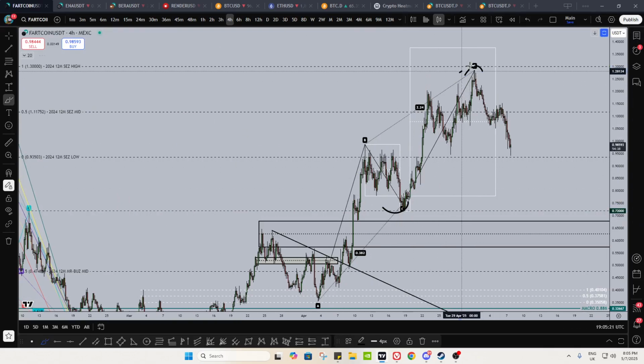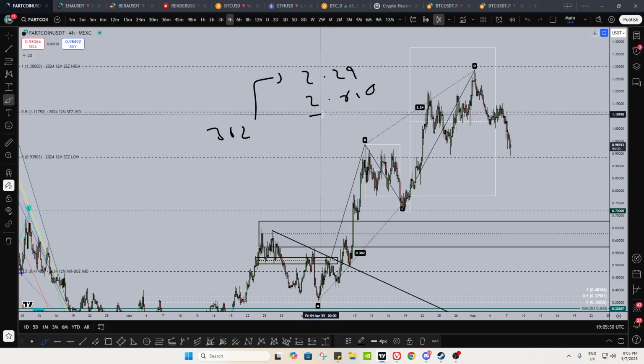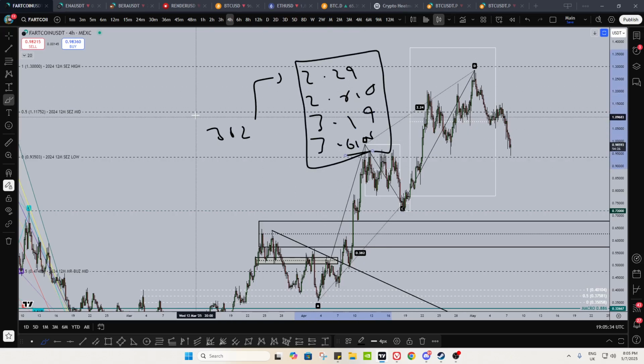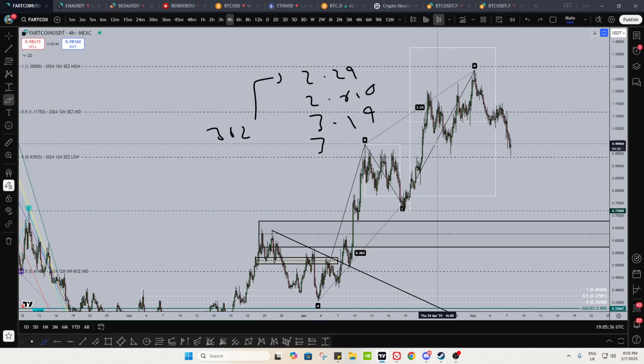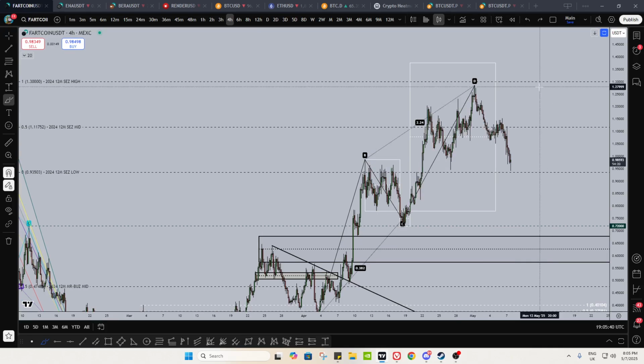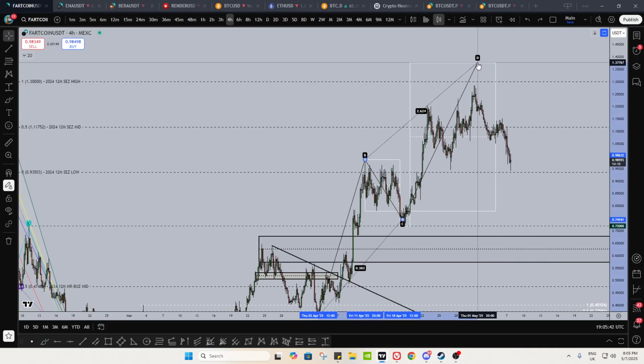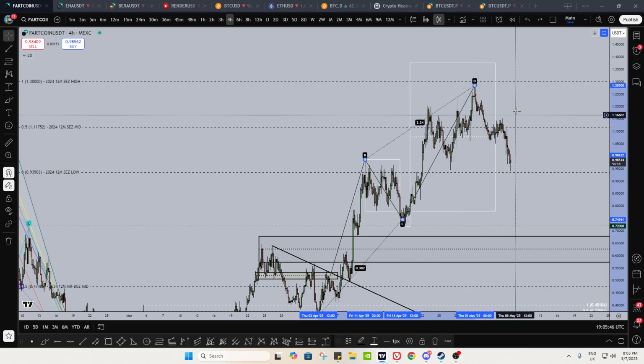Again, remember reciprocal ratios, right? We have the 382. What are the reciprocal ratios? 2.24, 2.618, 3.14, and then 3.618. Those are your 4 reciprocal ratios for this, right? Just in order. You've hit the first one, right? I was hoping you would go as far as the second, right? Which is where the 2.618 was, which is why I put the top of this PO3 box as distribution.